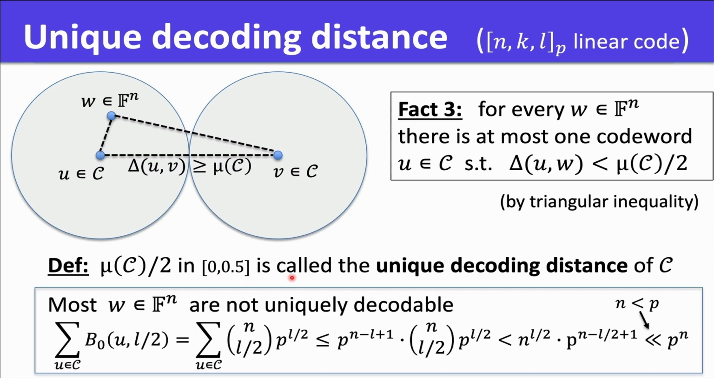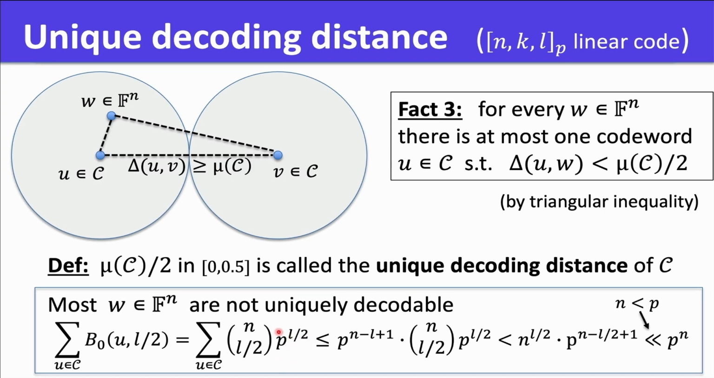and it's again some number between 0 and 1/2. Now, one thing that's important to understand is that in fact most of the words in F^n are not uniquely decodable. And the way to see that is if we basically take the union of all the balls of radius L over 2 around all code words, this union is going to be the set of all uniquely decodable words. If we just calculate this sum, the size of a Hamming ball of radius L over 2 is basically n choose L over 2 times p to the L over 2, right? Because we choose L over 2 coordinates to change, and in those L over 2 coordinates, we can put whatever element of the finite field that we want.